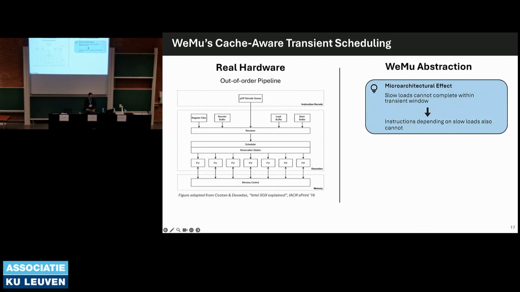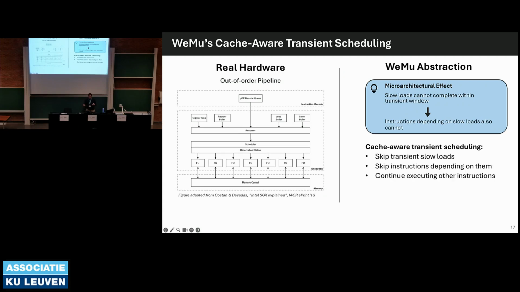Now, you already know how it works. To emulate this in WeMu, we are of course not going to replicate a full out-of-order pipeline from real hardware, because that's extremely complex. Instead, we are going to look for the microarchitectural effect again. And the effect is as follows. Slow loads cannot complete within the transient window, so therefore instructions depending on slow loads also cannot. And in order to emulate this, we developed an algorithm called cache-aware transient scheduling.